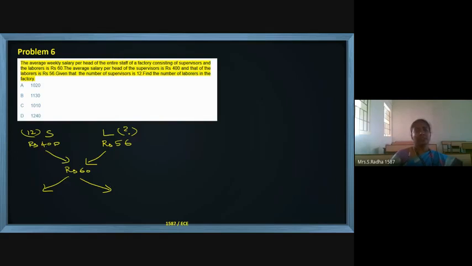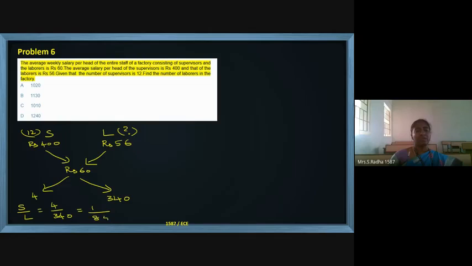So, 400 minus 60 will become 340, higher value minus lower value. 60 minus 56 will become 4. So the ratio of supervisors to laborers should be 4 by 340, which, if you cancel with 4, is 1 divided by 85.